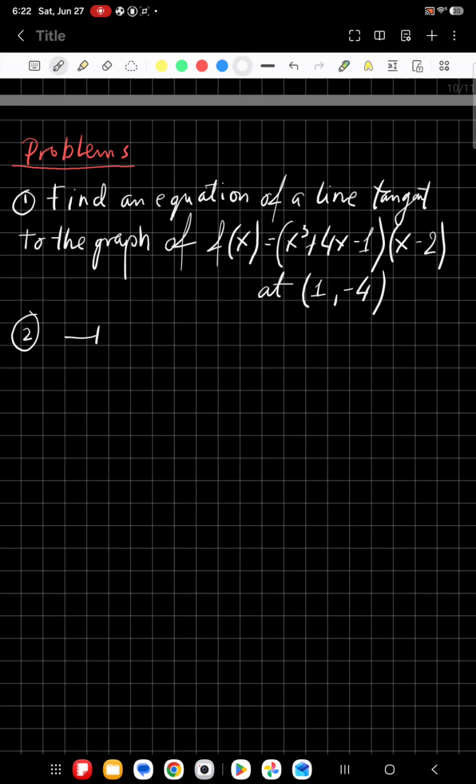The second problem is the same: find the equation, and the function is like this. We have x minus 1 over x plus 1, and it's at 2, 1/3.